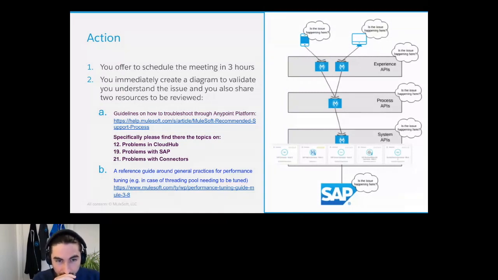Besides putting that draft together, you also get the MuleSoft recommended support process that we talked about before. There are 3 points: problems in CloudHub troubleshooting, problems in SAP, and problems with the connectors. So you're going to put those resources together and send them to the customer to see if this helps. A reference guide to Mule performance as well, the Mule performance tuning. If you haven't seen it, that was a 60-page or so document for Mule 3 when you were tuning performance, because you had much more freedom in the threading, or much more responsibility, depending on how you want to see it.